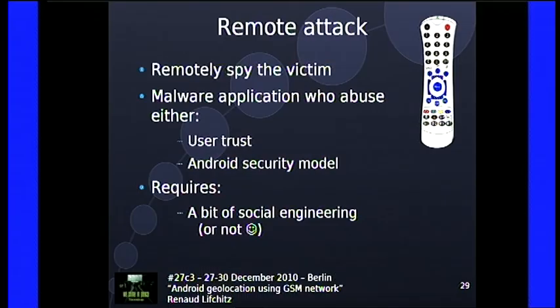Now let's talk about the most interesting attack range, the remote attack. This will allow you to remotely spy on the victim using a malware. So you need local access to the phone. The best way to do that is to install a malware on the phone, which will abuse either the trust of the user or the Android security model, because there are flaws in this security model. So this will require a bit of social engineering or some flaws.